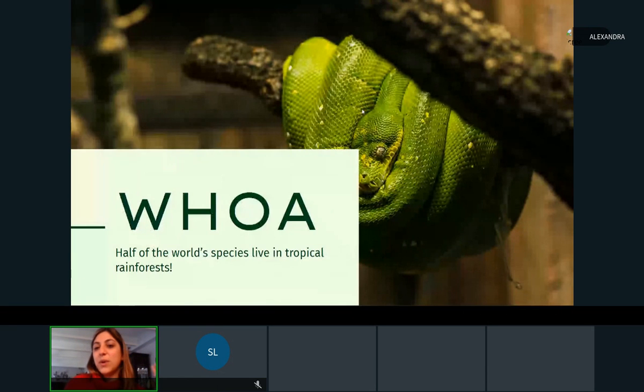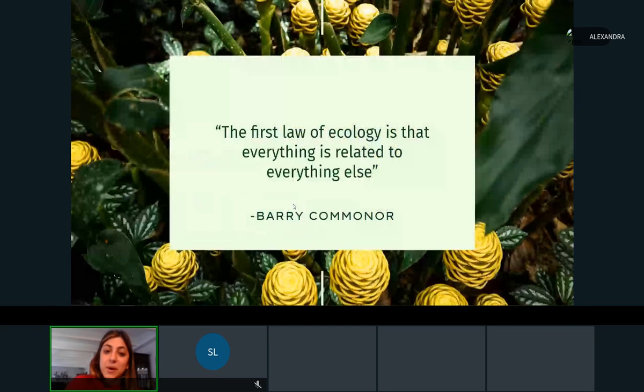So, really fun fact, half of the world's species lives in tropical rainforests. Did you know that? You do now. So half of the world's species are located in the tropical rainforest, which is pretty cool.